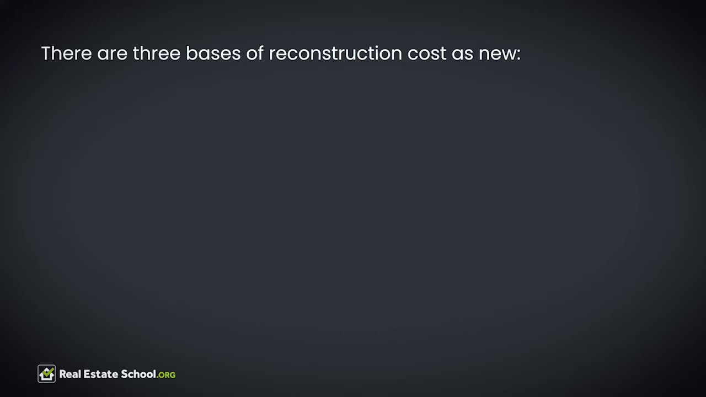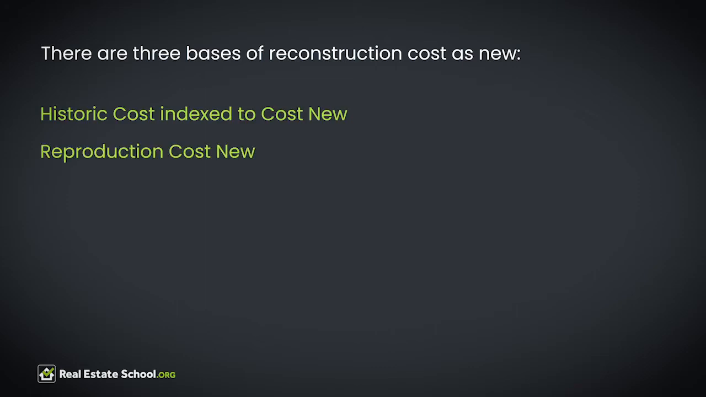There are some intricacies when we're determining the value of the building at its reconstruction cost. There are three ways to base the reconstruction cost. They are historic cost indexed to cost new, reproduction cost new, and replacement cost new. Each of these helps to define the cost as new. So we need to look at each one in depth to see the differences.